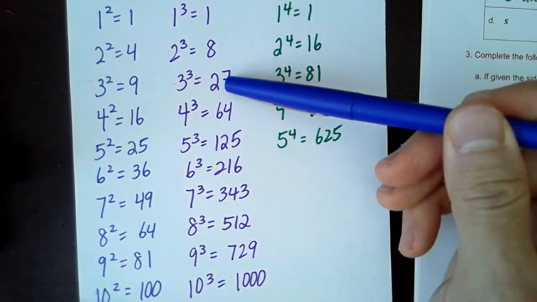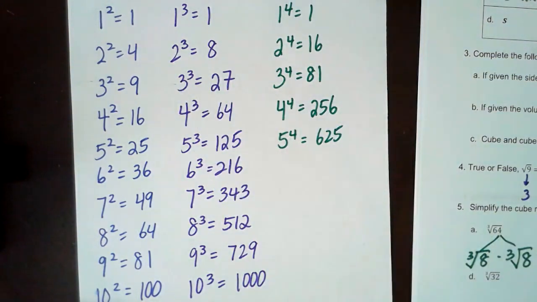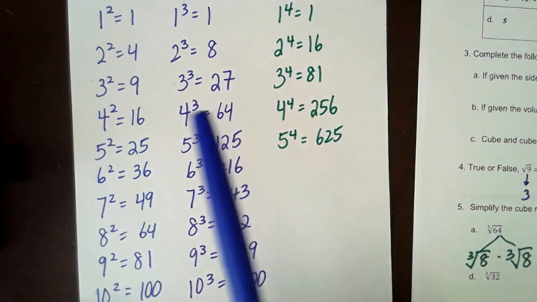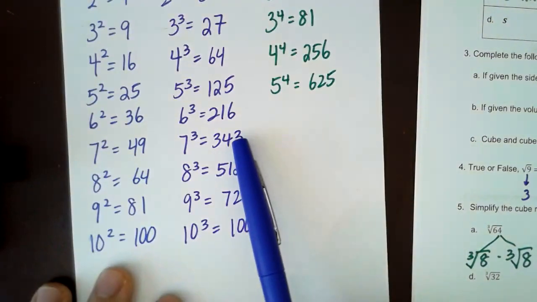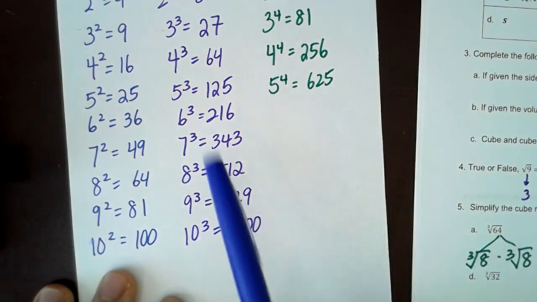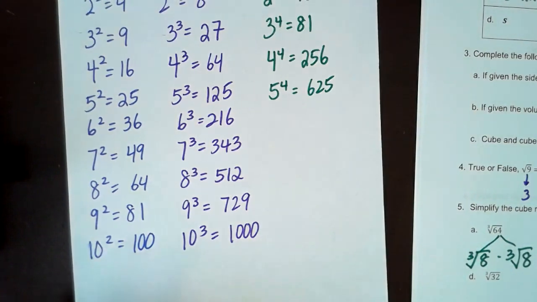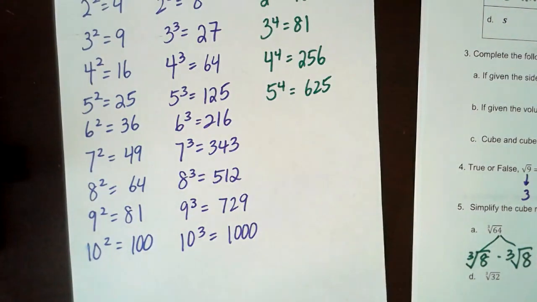But the cube root of 27 can be simplified to 3. The cube root of 64 can be simplified to 4. The cube root of 343 can be simplified to 7. We're not going to ask you to simplify something that can't be simplified.